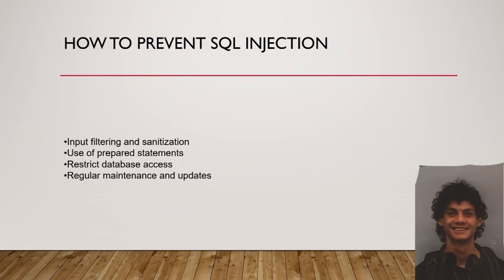Moving forward, how do we prevent SQL injection? Preventing SQL injection starts with input filtering and sanitization. This ensures that input fields only accept valid data. Using prepared statements is also another effective method, as it separates the code from user input. Additionally, restricting database access and regularly maintaining systems by applying patches and updates are critical steps in ensuring that vulnerability is minimized. All of these ways help you to prevent an SQL injection and further save your database.